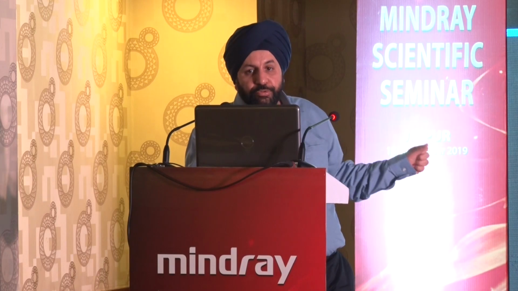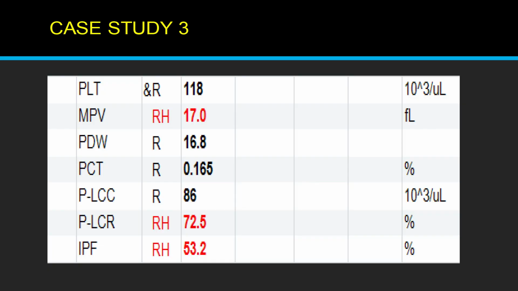I am just showing you to show what IPF can be in chronic ITPs. Unlike acute ITPs, even with normal or slightly low normal platelet counts, patients of chronic ITP can continue to have high IPF values. So the platelet count here was not too low, it was 1,18,000. But look at the IPF, it is 53.2%. So we have reported IPF as high as 70-80% in chronic ITP patients.